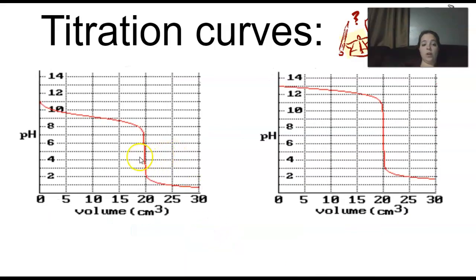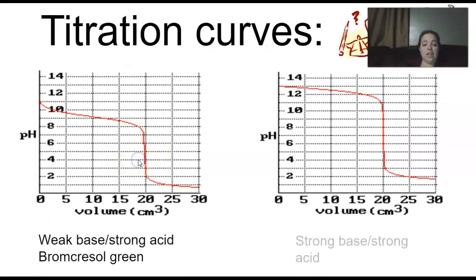All right, this next one is probably going to be roughly about a 4, 3.5 to 4 equivalency. It's a weak base, strong acid, bromocresol green. And in this one, about halfway, it's like strong base, strong acid, it's neutral.